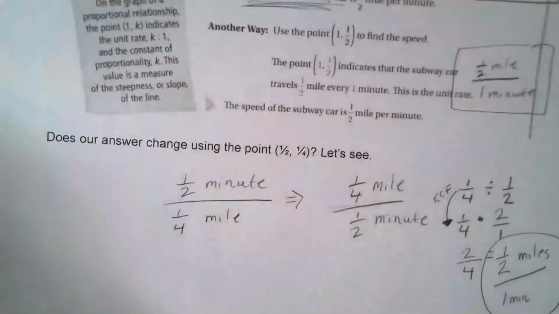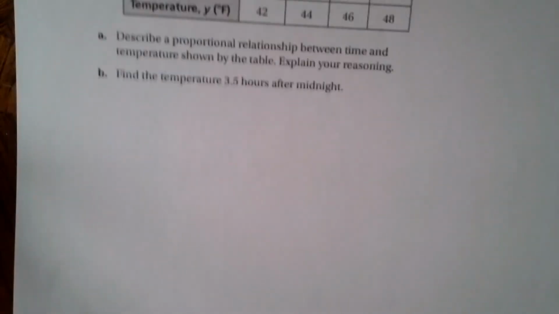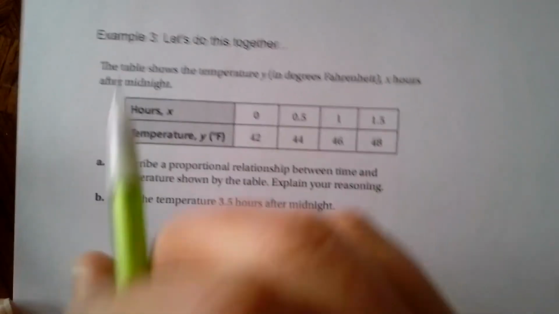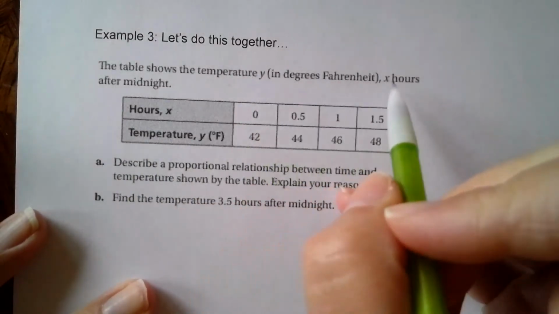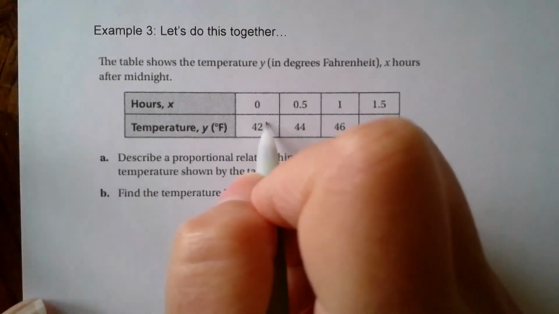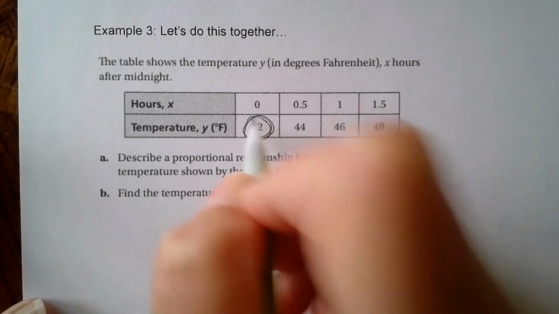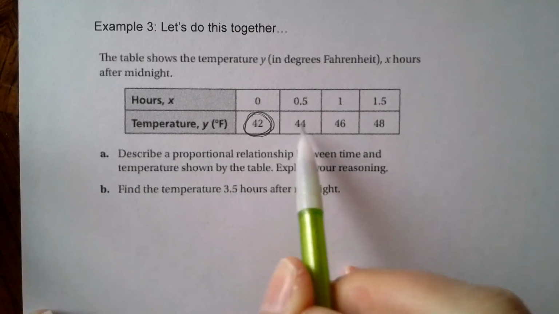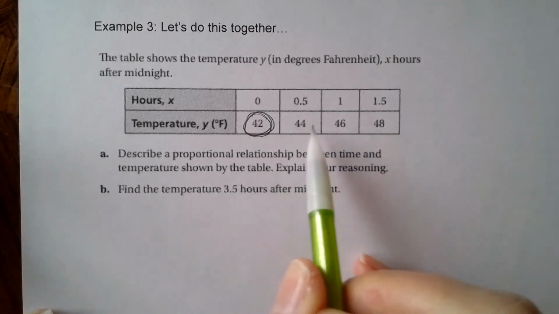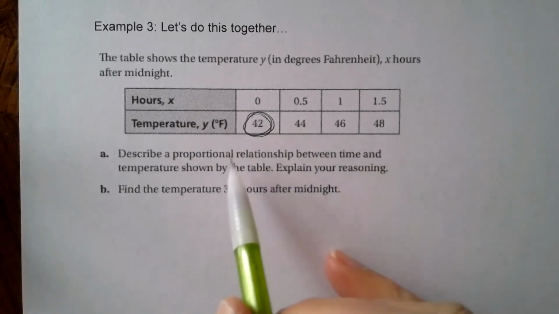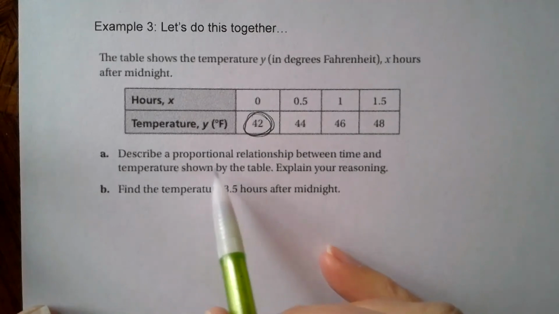There's proportionality there. All right, so last sheet in your notes packet here. Let's take a look at this. We're going to do this one together. You guys are going to have a problem similar to this. Okay, so the table shows the temperature Y in degrees Fahrenheit, X hours after midnight. Okay, so at midnight, what's the temperature? 42 degrees. So what do we see as the night progresses into the wee hours of the morning? Temperature is increasing. Okay, that's always good.